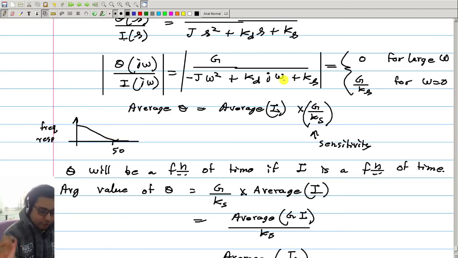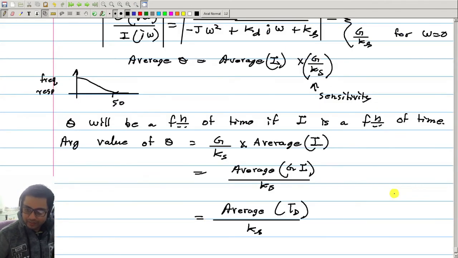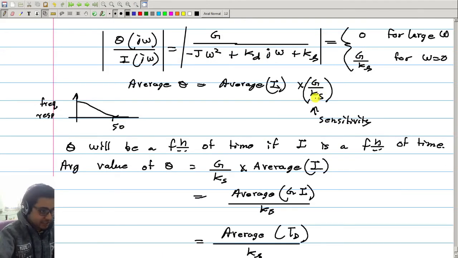Although we talked about only the sensitivity, which depends on G and Ks, and in fact only the ratio, these things are also important, which we are not focusing on much to keep the course simple, but they are really interesting and important.